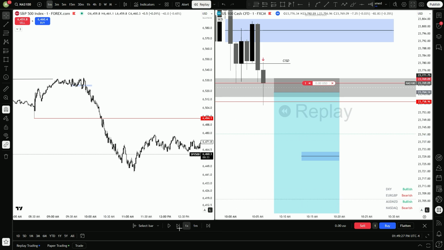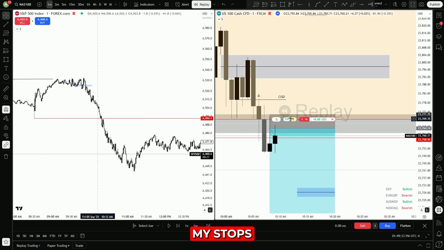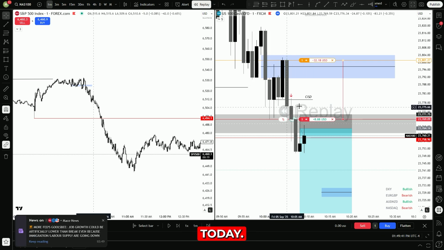Now here's the twist. We came all the way back up. My stop was somewhere here in the starting of the trade, because you can see we are giving a lot of wicks during this session today.